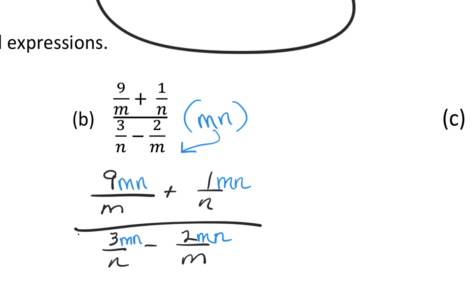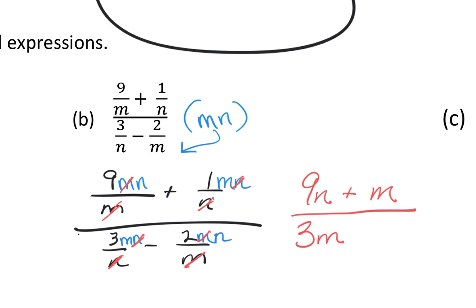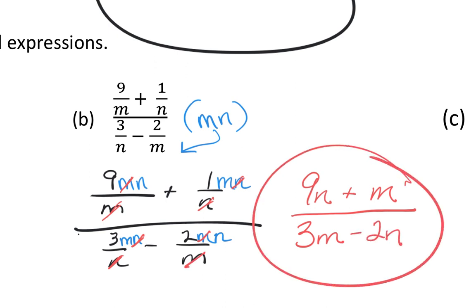By doing that, you ought to be able to cross out. So I can cross out m's and n's. So in the numerator, I have 9 times n and 1 times m. In the denominator, we have, cross out our n's, 3m minus 2n. That is my answer.